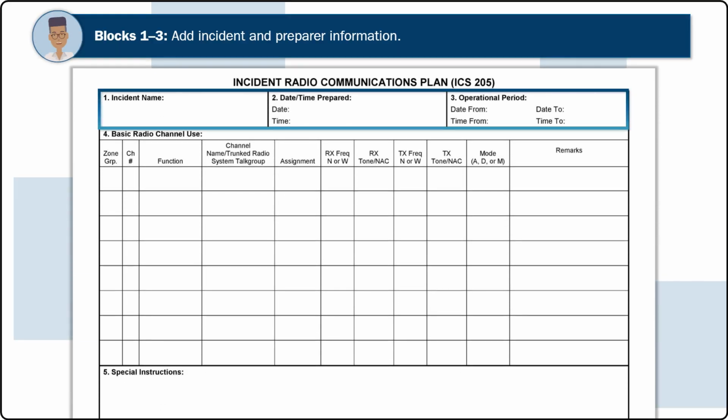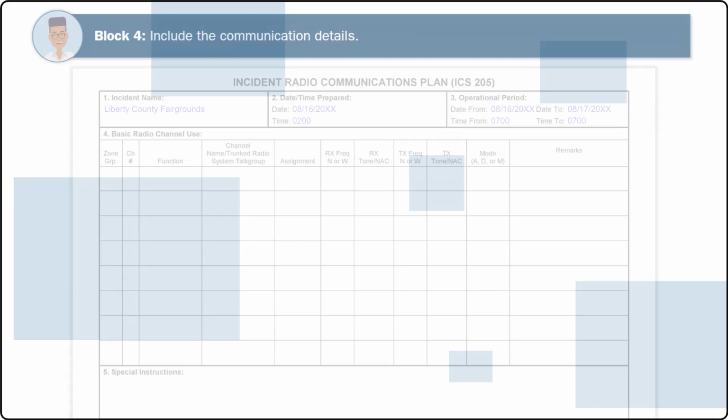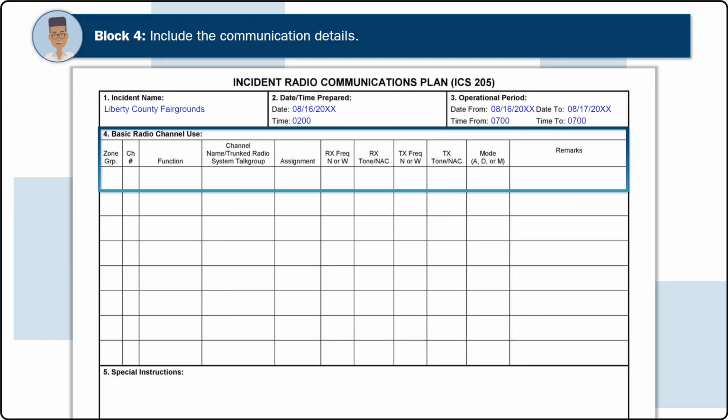Blocks 1, 2, and 3 are where we add our incident name, date and time prepared, and operational period. For this example, we're using Liberty County Fairgrounds as the incident name. In Block 4, we get technical, but don't worry. It's not a study in radio communications. We're going to look at the first row in our example.